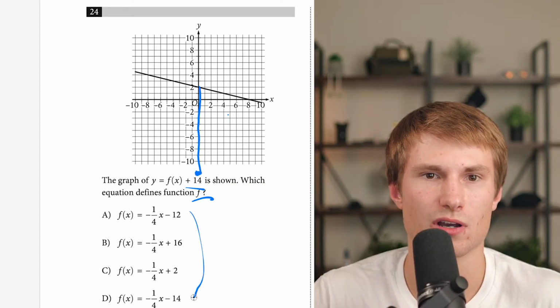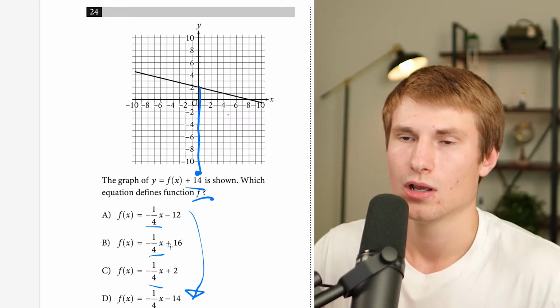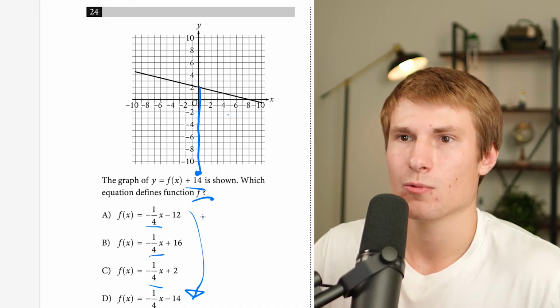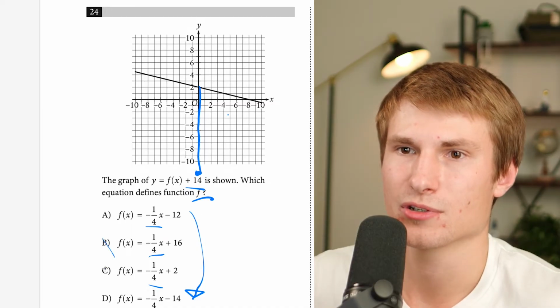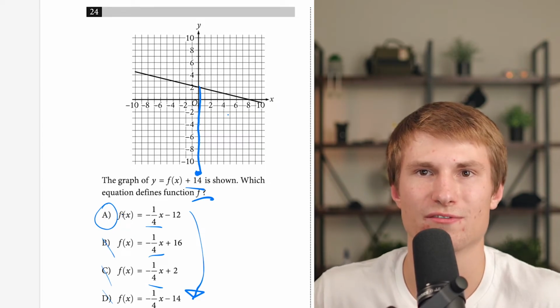All of these answer choices are in slope-intercept form, so that's great. They all also have the same slope. So all we got to do is compare their y-intercepts. We know our y-intercept should be at -12. So B, C, and D would all be wrong, and A would be our correct answer there. Going over to 25 now.